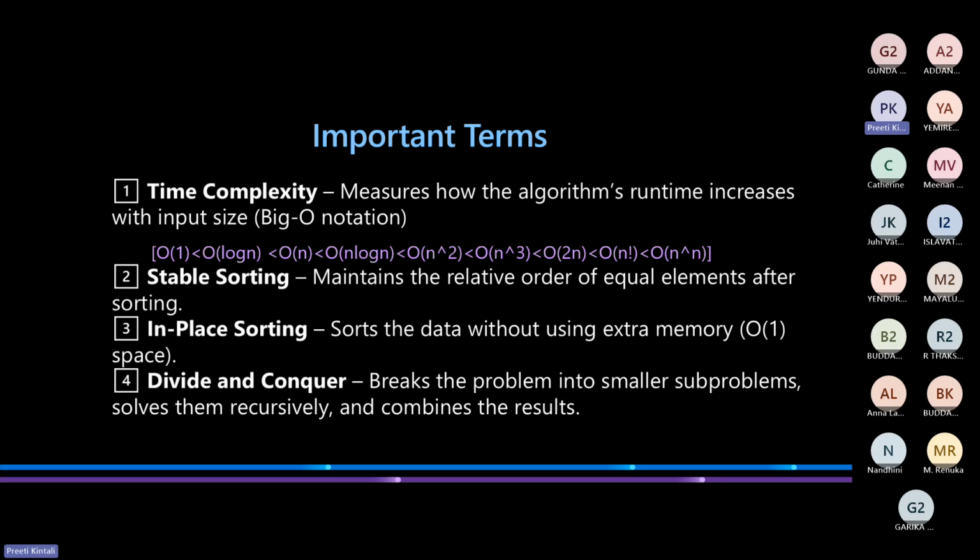It measures how the algorithm's runtime increases with input size. That was just the definition. What time complexity actually means is how much time the algorithm runs. We represent it with big O, that is capital O.